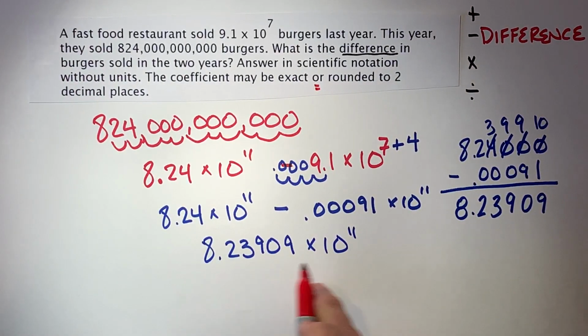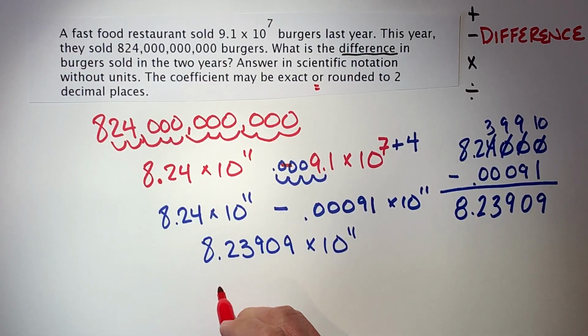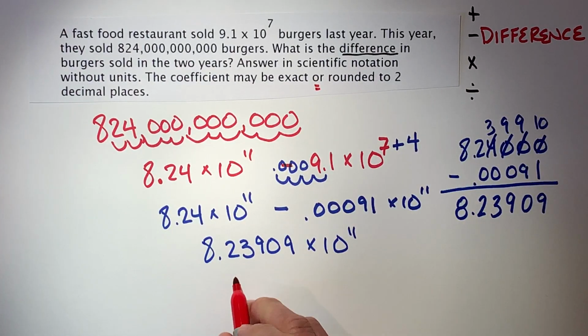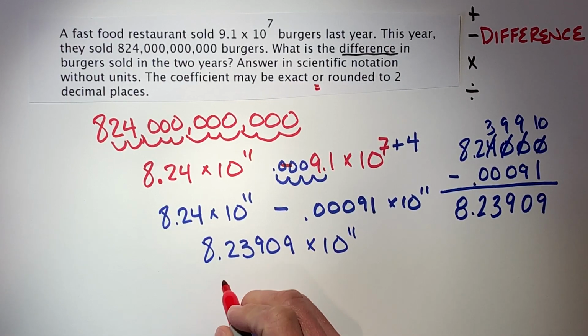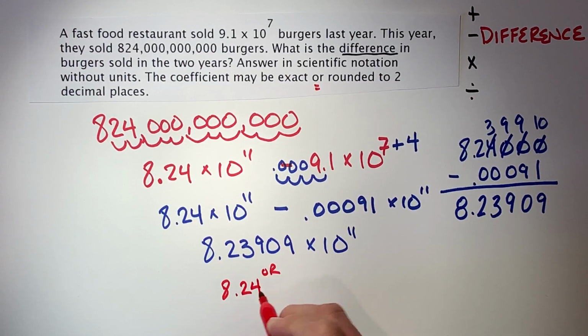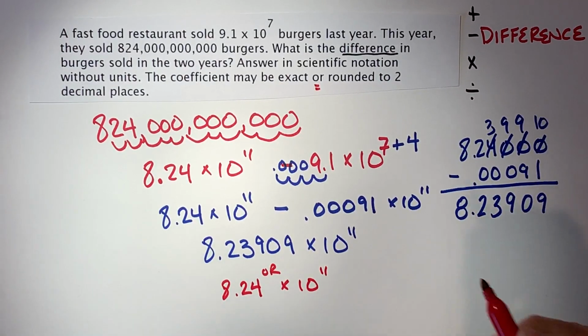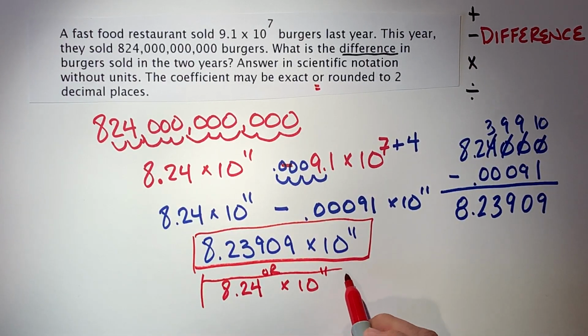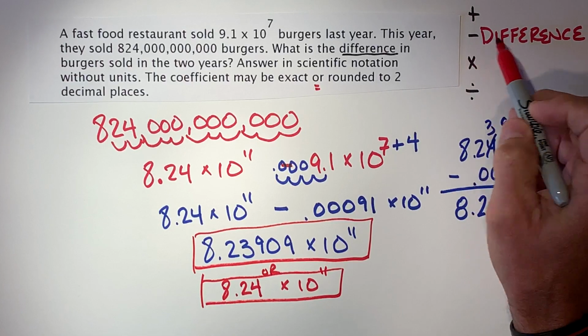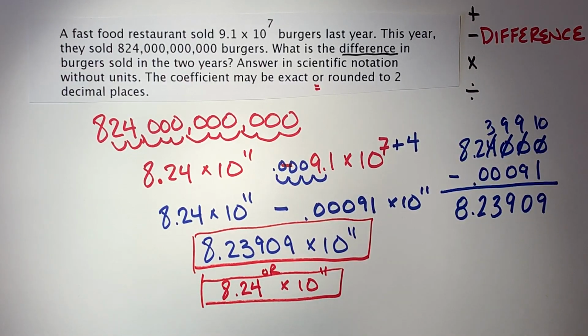If it were me, I would just type in the exact and not fight with it. If you're going to round to 2 decimal places, first and second decimal place, the 9 moves the 3 up. So you could also put 8.24 times 10 to the 11th. And either answer would be correct. The key component here is that subtraction and difference mean the same thing.